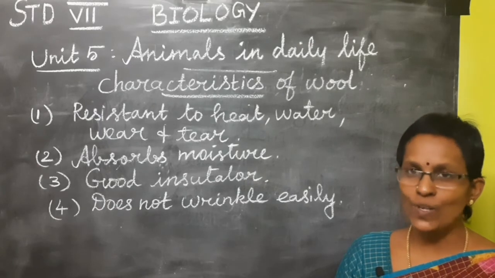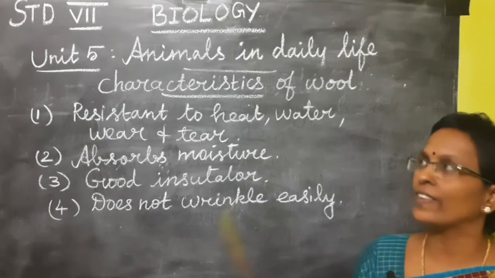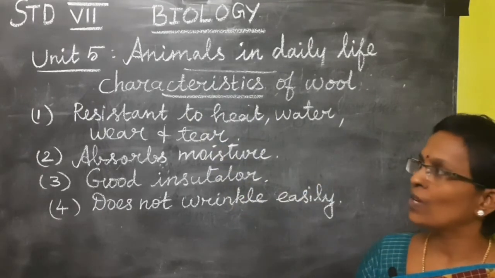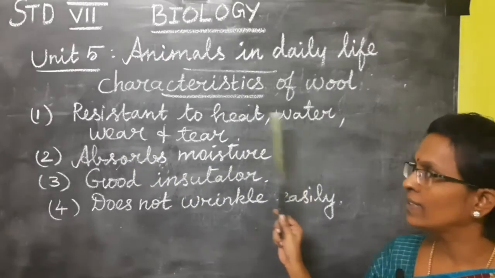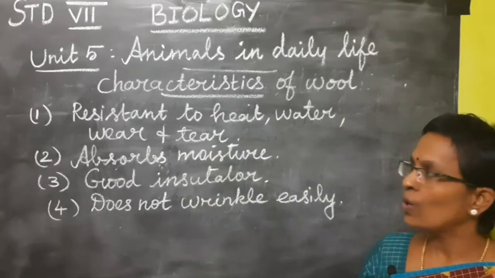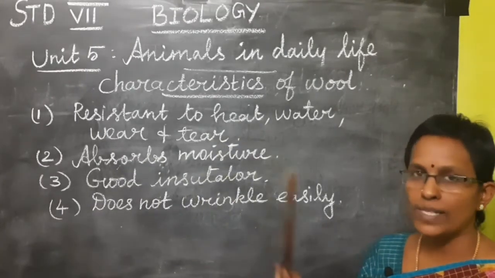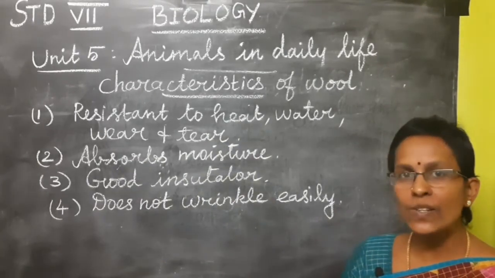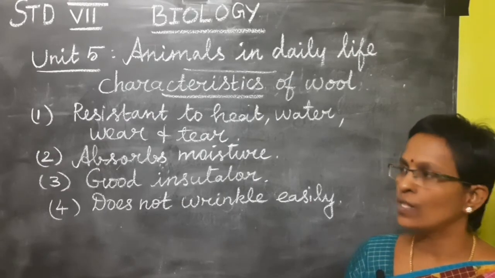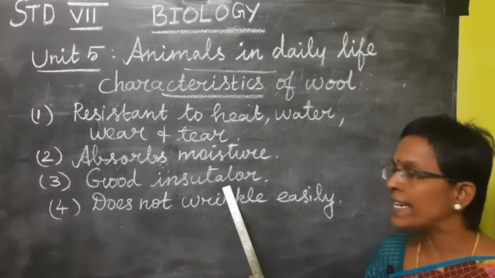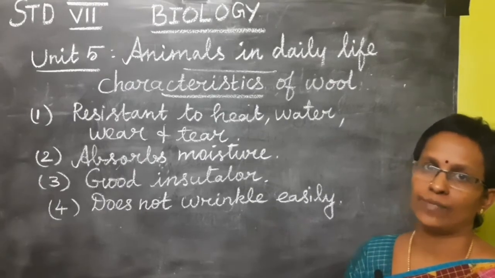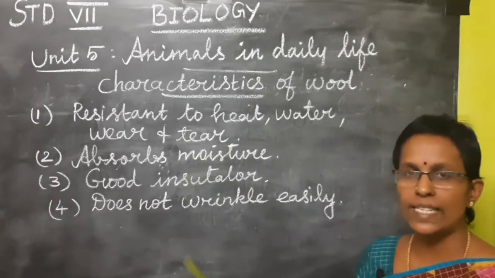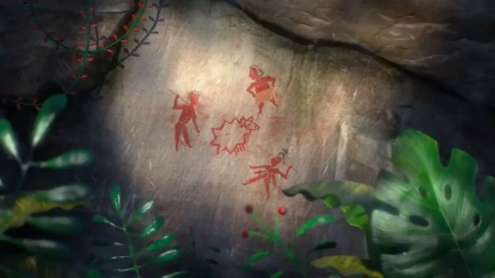Students, now let's see the characteristic features of wool. Wool is resistant to heat, water and wear and tear. Wool absorbs moisture. Wool insulates against cold. So, wool is a good insulator. Wool does not wrinkle easily. These are the characteristic features of wool.